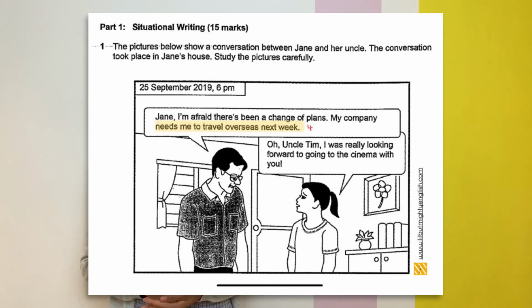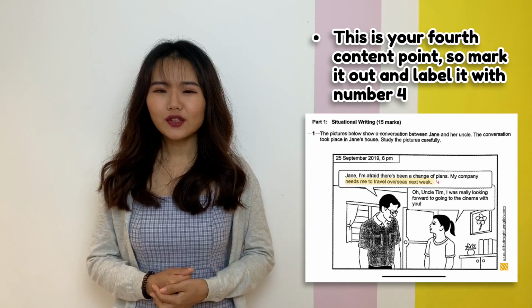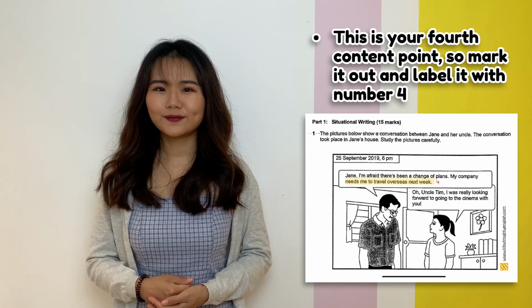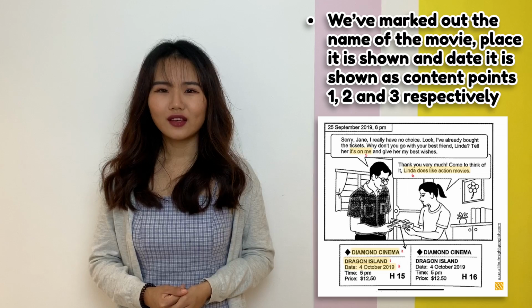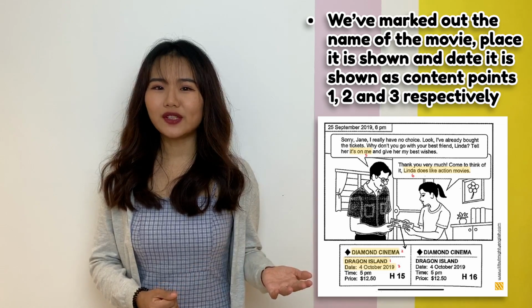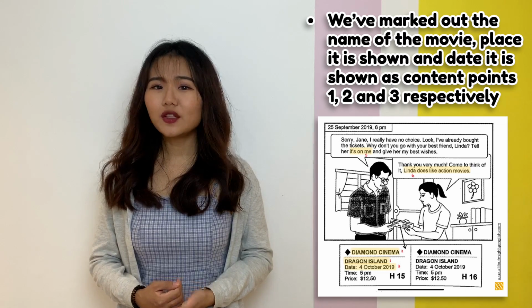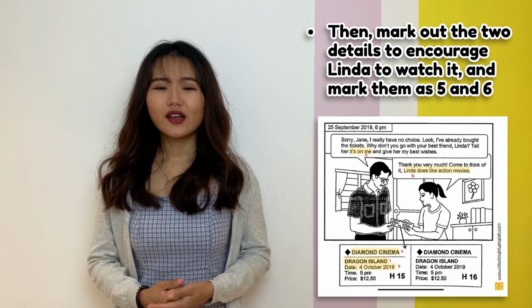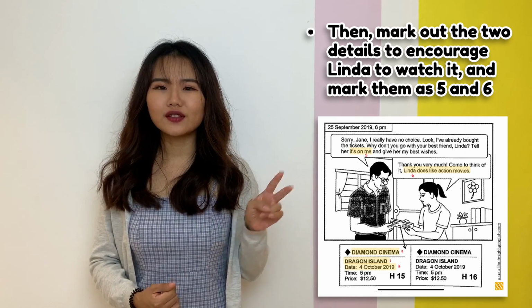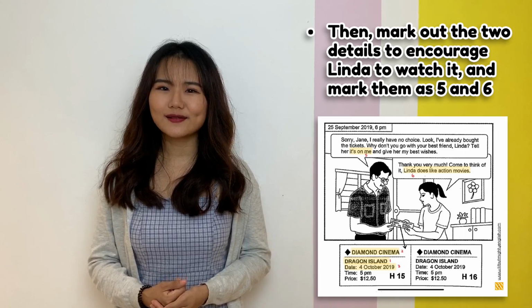Here, we have the reason why Uncle Tim is no longer able to watch the movie with you. This is your 4th content point, so label it and mark it out with number 4. And here, we have all the information for the other points. We've marked out the name of the movie, the place it is shown, and the date it is shown. Then label it as content points 1, 2, 3 respectively. Then mark out the 2 details to encourage Linda to watch it and mark them out as 5 and 6.